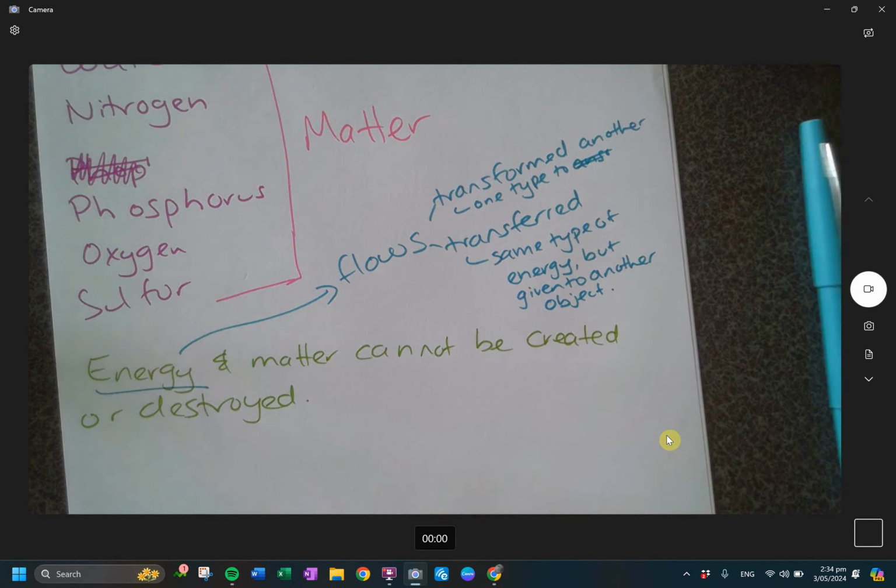So for example, the water is hot. You touch a hot glass of water, that heat energy is transferred to your hand and your hand heats up. It's still heat energy, but the heat energy is now no longer with the water, now it's with your hand. Are we okay with that so far?